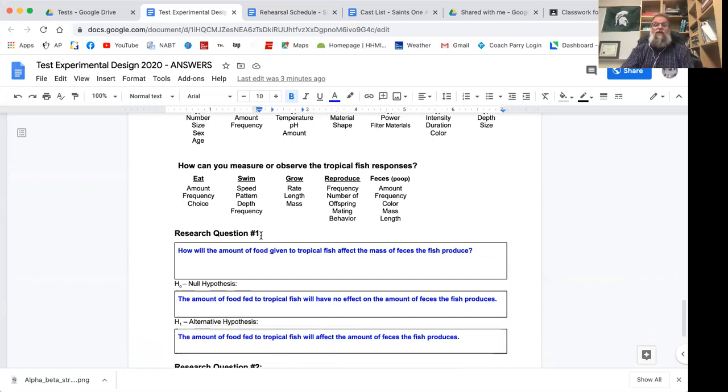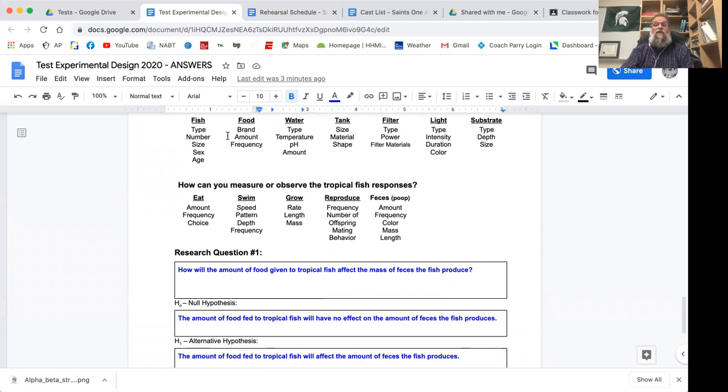How will the amount of food, right here, amount of food, given the tropical fish affect the mass of the feces, right here, mass. So I'm taking amount of food from up here, matching it with mass of feces down here. So how will the amount of food given to the tropical fish affect the mass of feces the fish produces? So I'm interested in knowing about feeding. I'm interested in knowing about how much food I should give my fish. And the way I'm going to know if the amount of food makes a difference is by measuring the mass of the feces the fish produces.